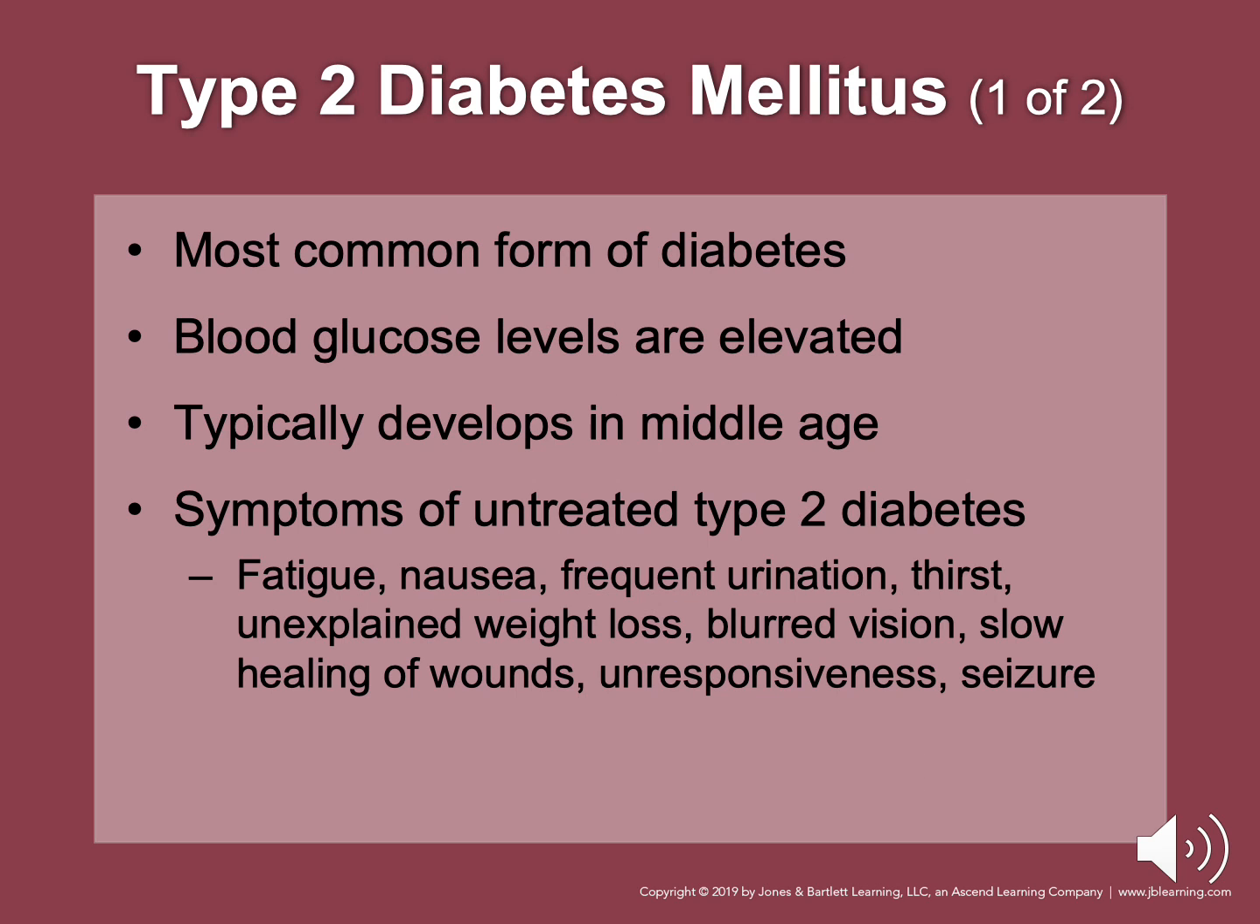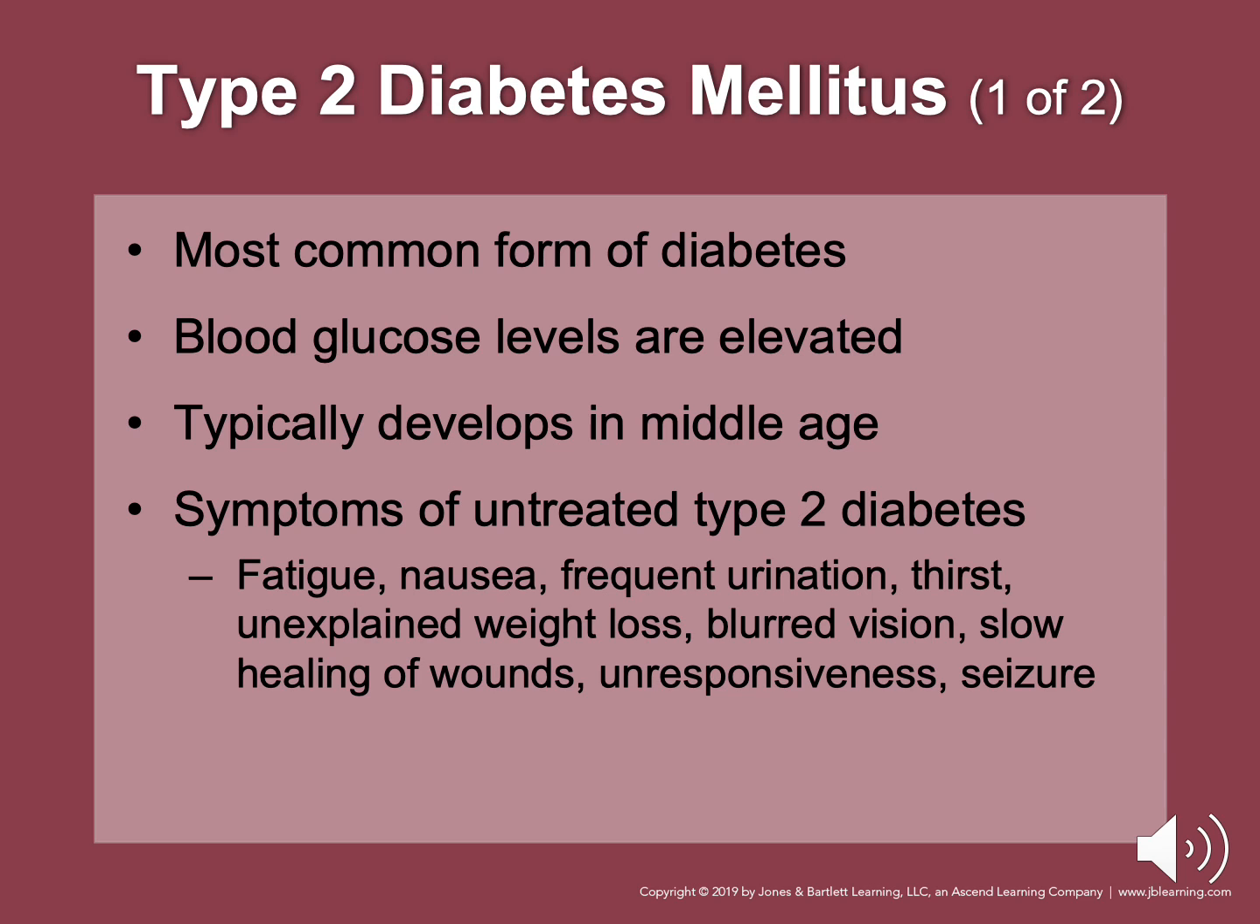Most common form of diabetes is type 2, the adult onset. The body becomes resistant to insulin. It typically develops when a person is middle aged, although the disease is becoming more common in younger people. When glucagon levels remain high, excess amounts of glucose are produced, resulting in high blood glucose levels.